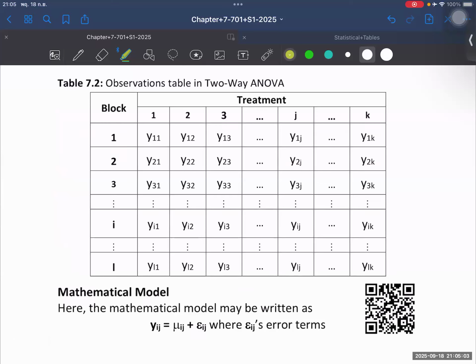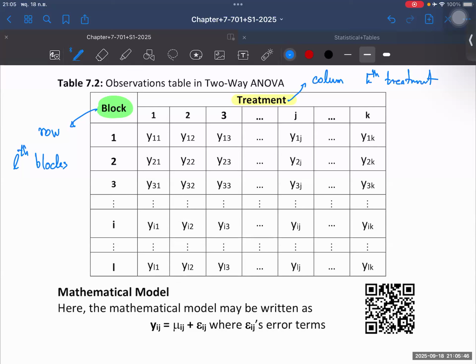Okay, so you have to see that we talk about the treatment by the column, and we talk about the block as the row, by the row. So for the treatment, we have the Kth treatment as the first factor, and for the second one we have the Lth block. So we have L levels of the block.